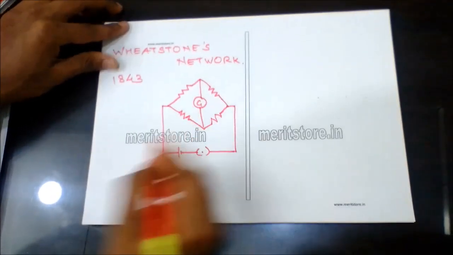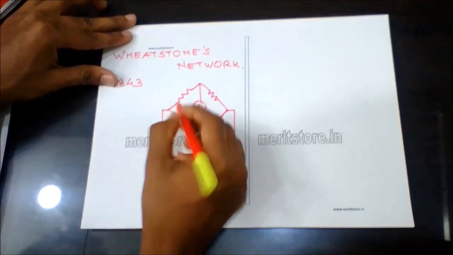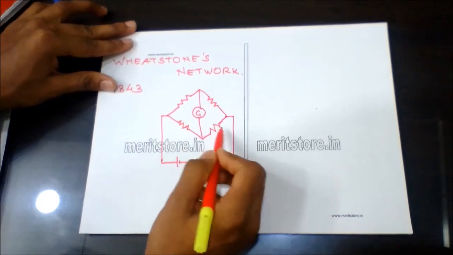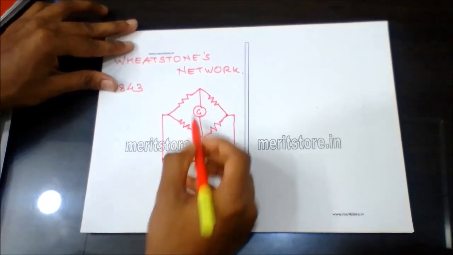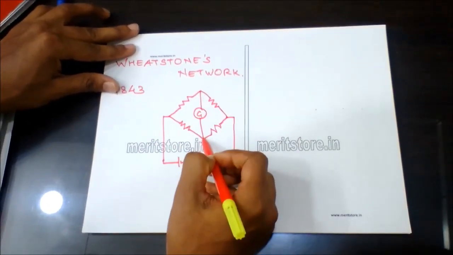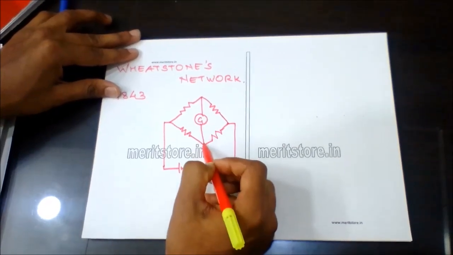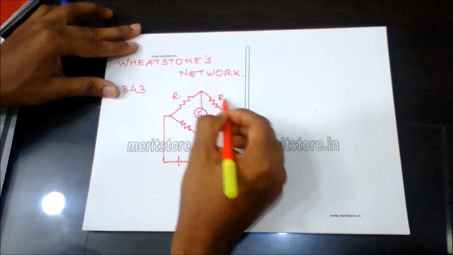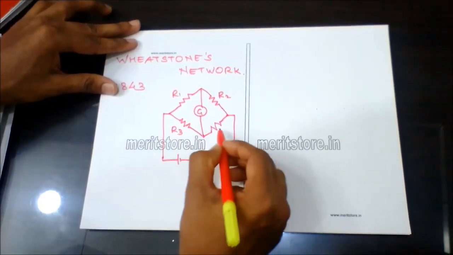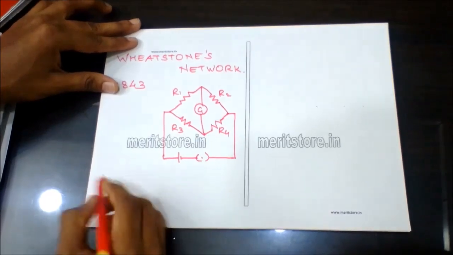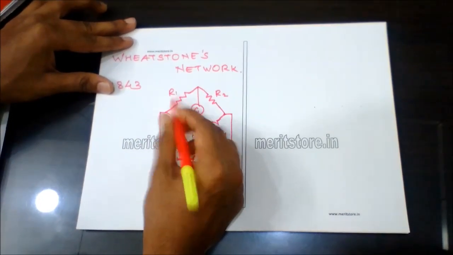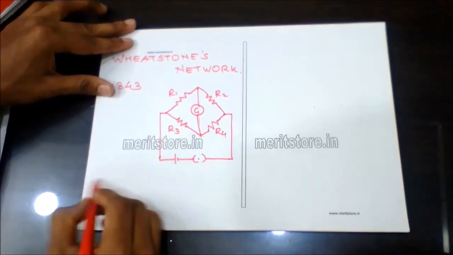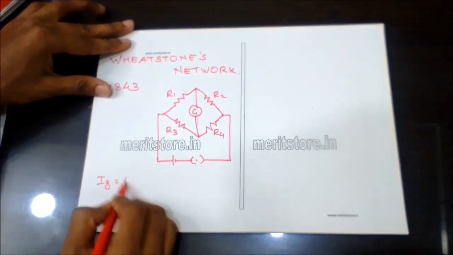So the principle is that, this is known as a Wheatstone's bridge. There are four resistors connected in four arms of the parallelogram, and the opposite ends are connected to a galvanometer. These have resistance R1, R2, R3 and R4. So the principle is that when the bridge is balanced, no current flows across the galvanometer. Hence, galvanometer current is equal to 0.